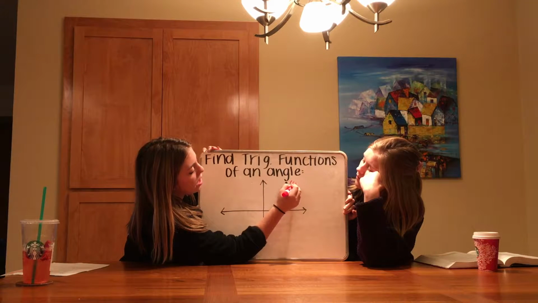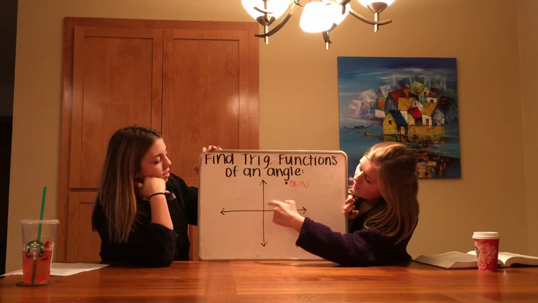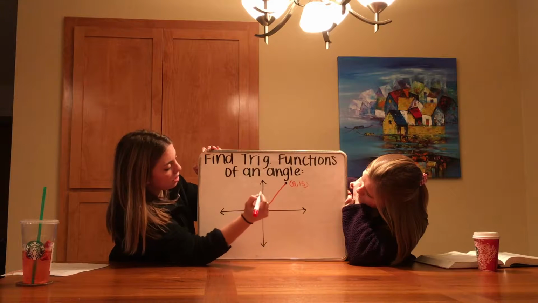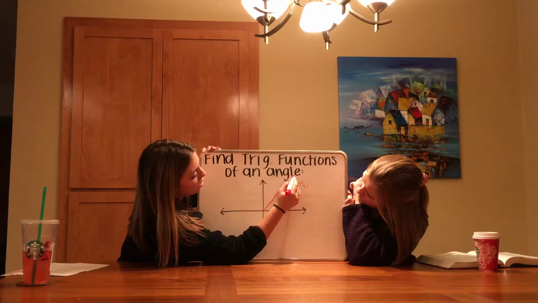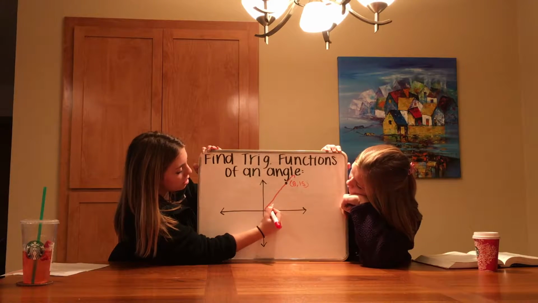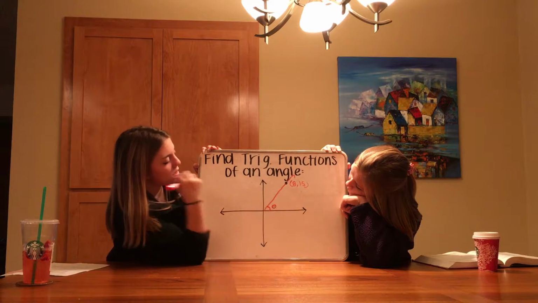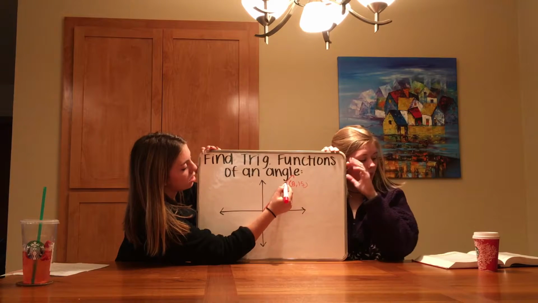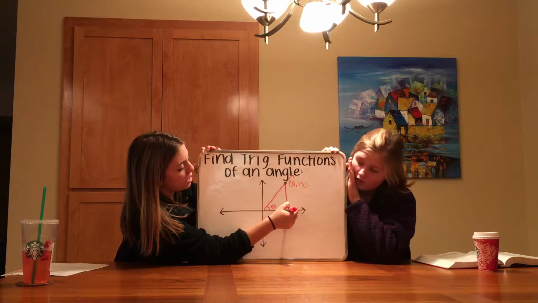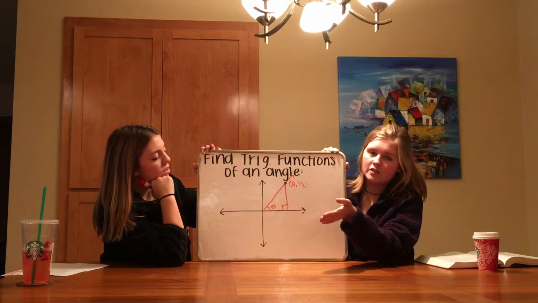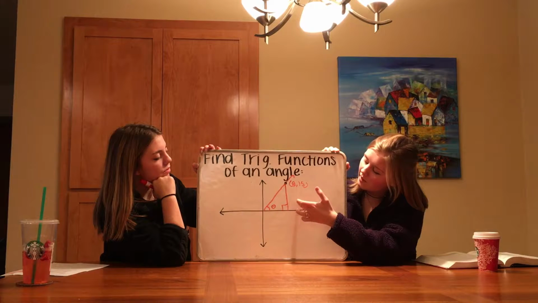So this is (8, 15). Now we're going to draw an angle through that, and we're going to label this little angle down here θ. We want to find the trigonometric functions of that angle. We're also going to draw a line down and make it a right angle, because to find the trigonometric functions, we want to make it as easy as possible.